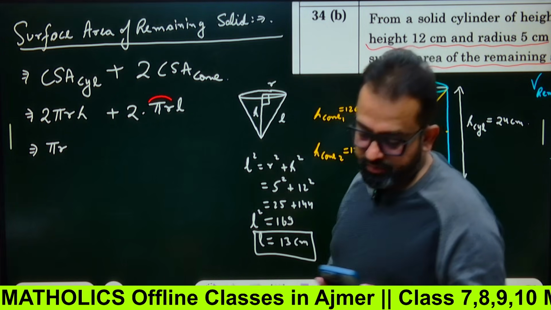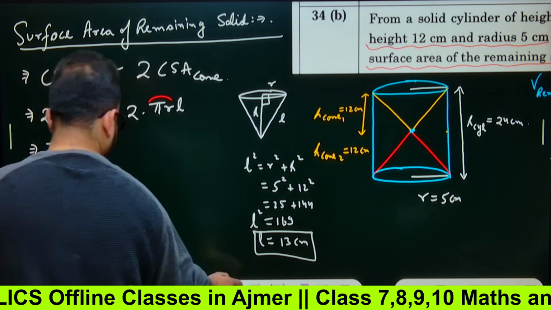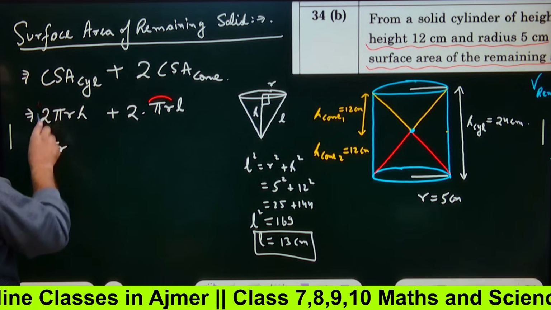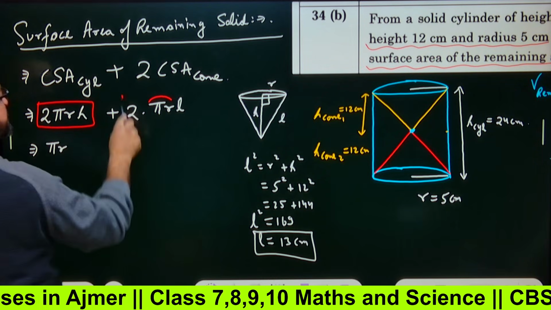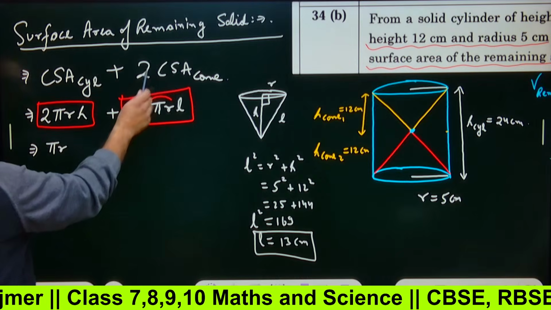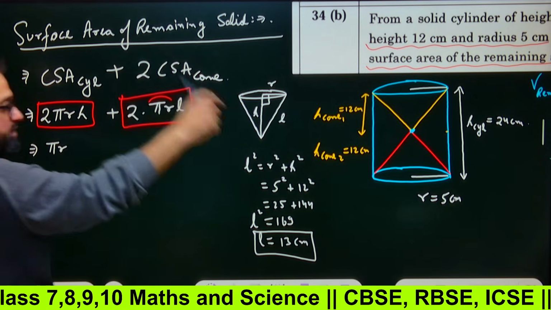Okay, now this curved surface area of the cylinder is 2 pi r h. This curved surface area is 2 pi r l. Pi r l is the curved surface area of a cone.